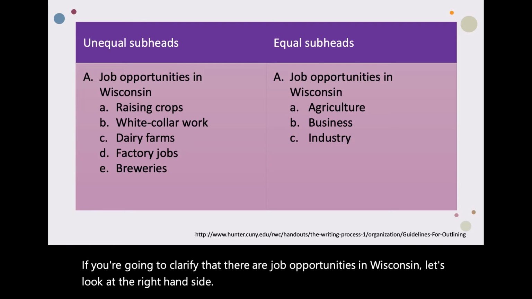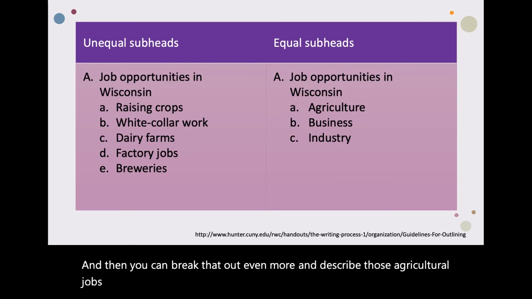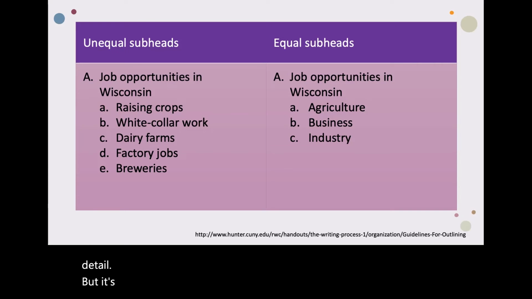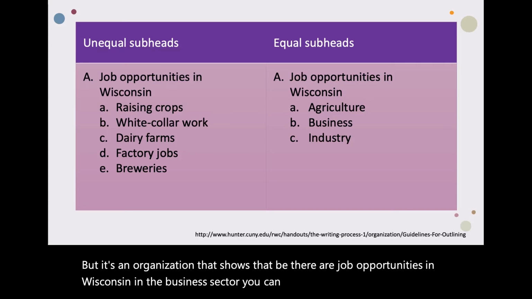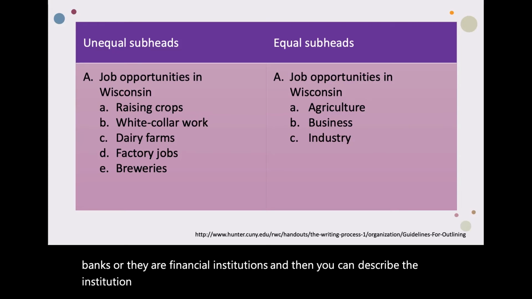Job opportunities in Wisconsin. One, agriculture. And then you can break that out even more and describe those agricultural jobs. And if you wanted to get into the detail of what companies are hiring or what farms are hiring for agriculture, you can describe that in more detail. But it's an organization that shows that B, there are job opportunities in Wisconsin in the business sector. You can then describe maybe they are banks or they are financial institutions. And then you can describe the institution itself and the job.